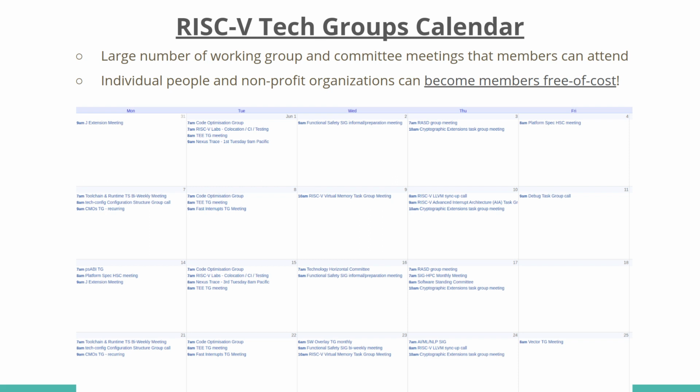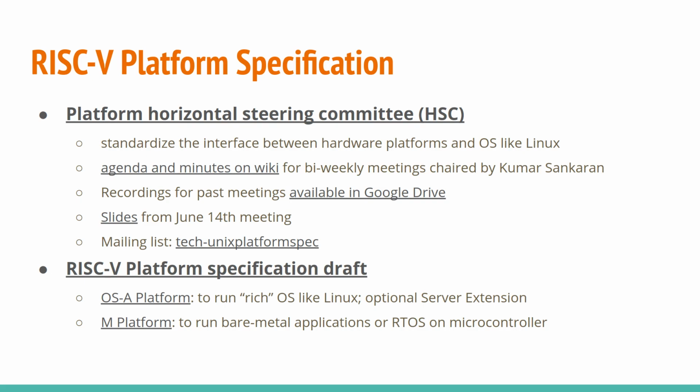So this is just a snapshot of the current calendar from June. If you click on that link at top there, it'll take you to the Google Calendar where you can see all the different meetings that are going on. And I just wanted to go over some of the ones that are particularly of interest, I think, for people that are looking to do Linux RISC-V systems.